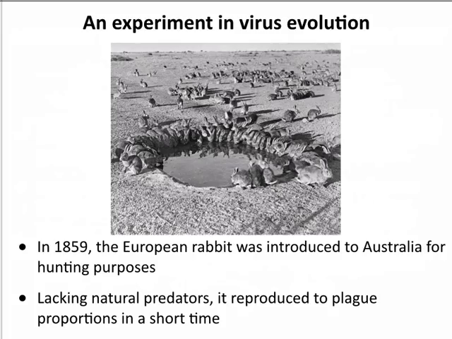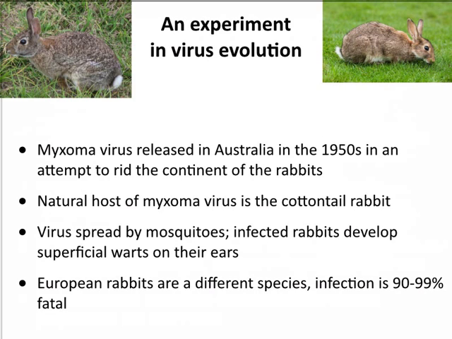This is actually a picture of one area with all these rabbits. So they brought in a virus to do this, myxoma virus, which is a pox virus. It was released into the wild in Australia in the 1950s. The idea was to try and get rid of this rabbit. So here on the right, this is the European rabbit, and on the left is the cottontail, which is native to Australia, but the virus doesn't kill these cottontails, it just causes a rash, whereas this virus kills these animals. And the way the virus is spread from rabbit to rabbit is by mosquitoes. The cottontails develop warts, but the European rabbits die. So 90 to 99% fatality.